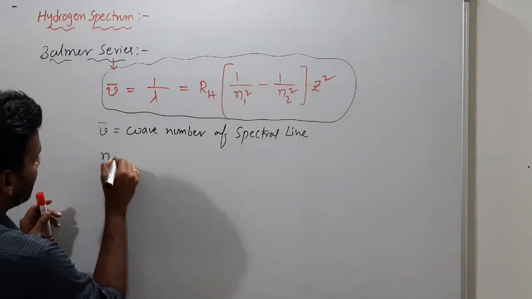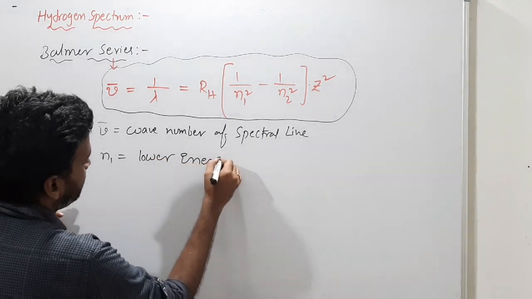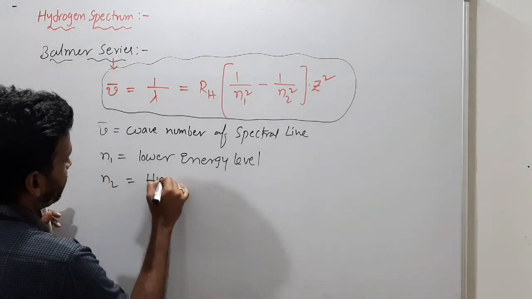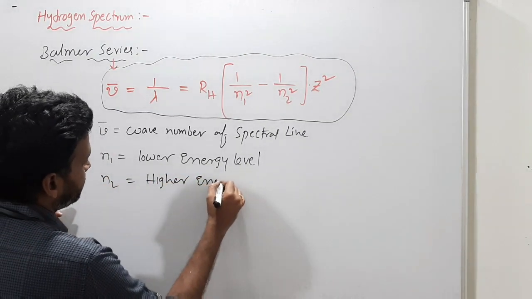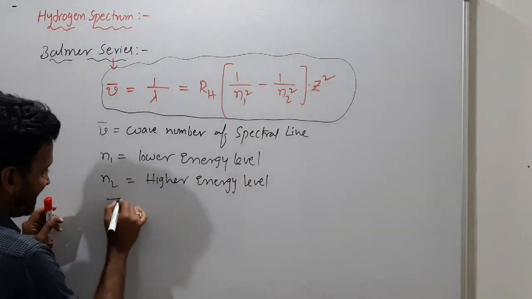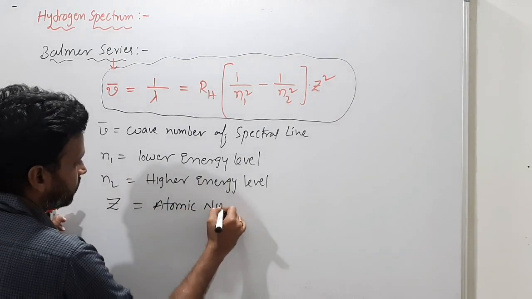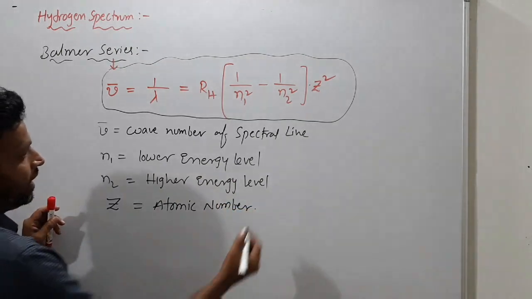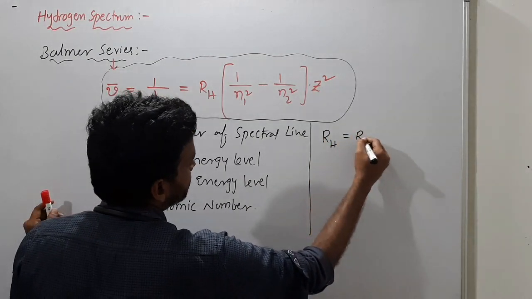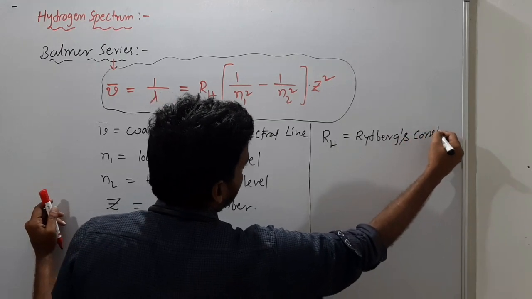And here I have given very clearly: n1 means lower energy level. N2 means what? Higher energy level. Z means atomic number. And the most important thing, this is RH. RH is called Rydberg's constant. Rydberg's constant, very important.